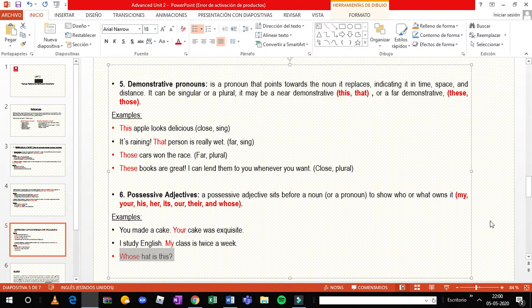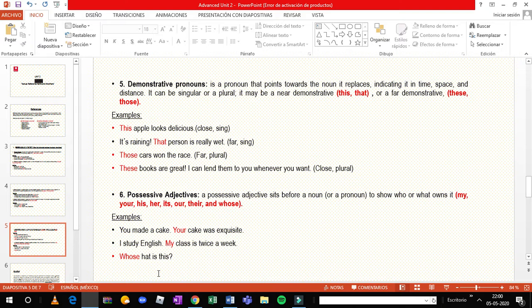Whose hat is this? That is a question. Whose hat is this? Whose, recuerden, ¿cierto? Que quiere decir a quién le pertenece algo. Por lo tanto, whose hat is this? ¿De quién es este sombrero? ¿Ok? Por lo tanto, la idea, ¿cierto?